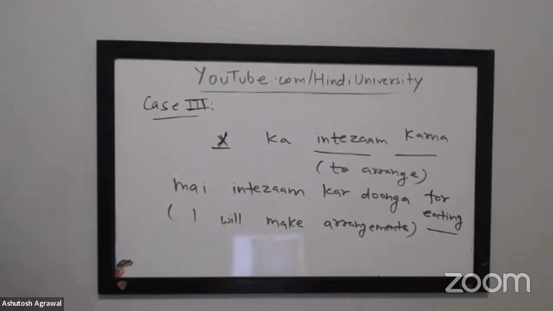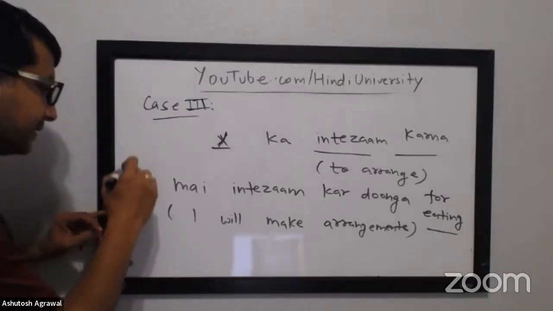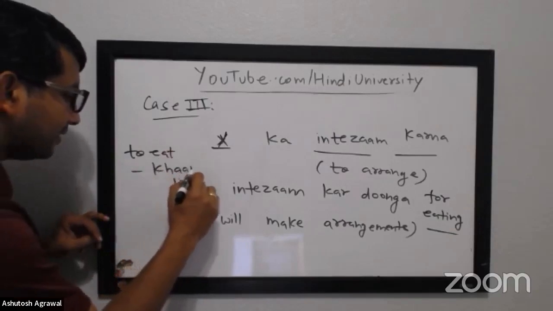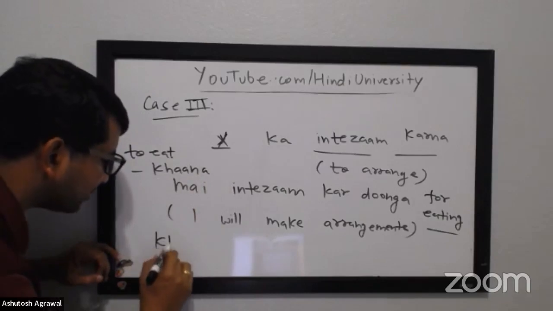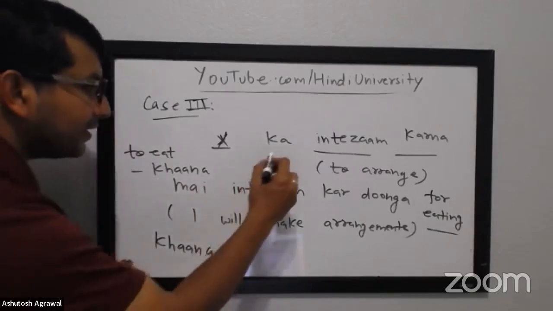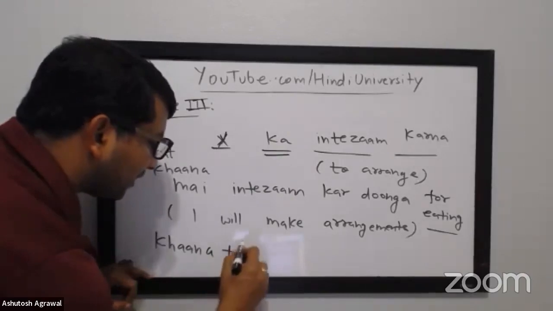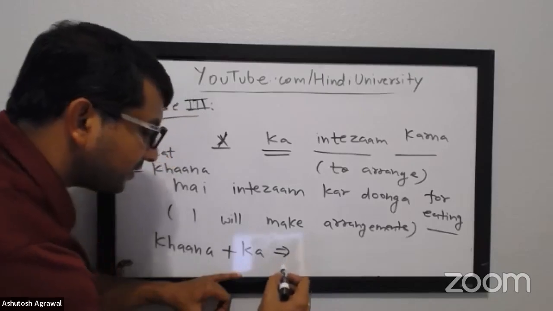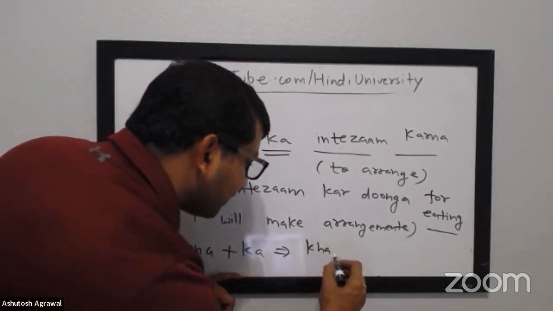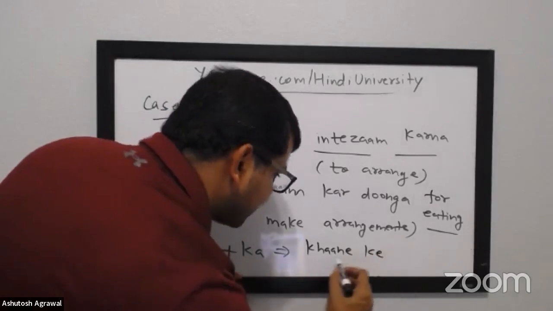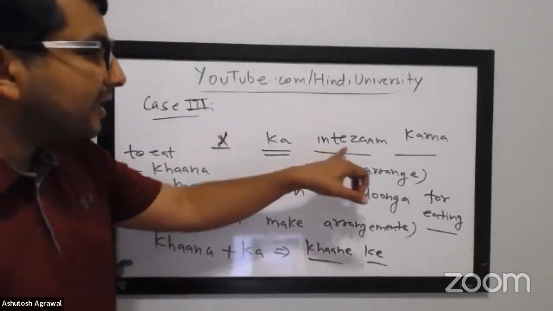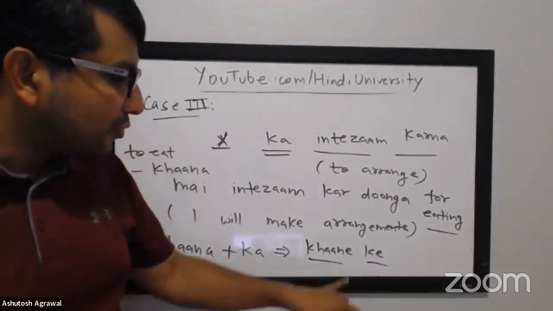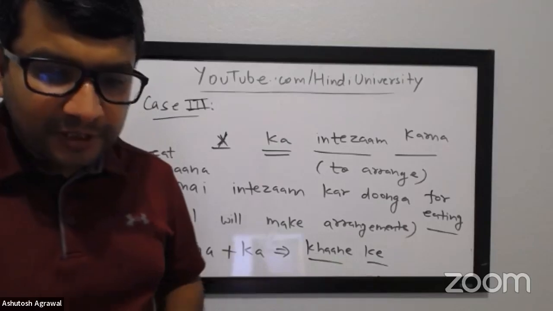Okay, so to eat is khana. This is basically the infinitive form, and this is used with ka. Then it becomes khane, khane ka. So your whole thing becomes khane ka intizam karna. Make arrangements for food, or to eat. Khane ka intizam karna.